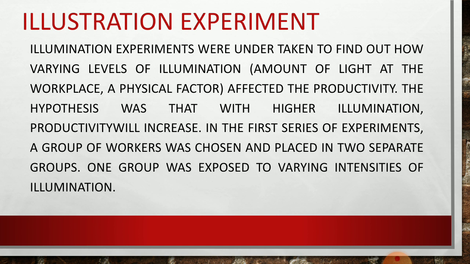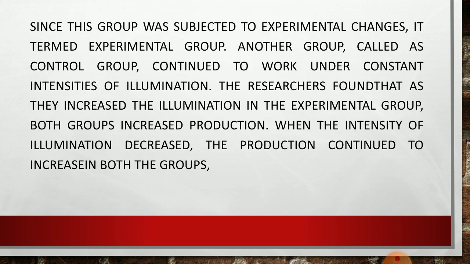In the first series of experiments, a group of workers was chosen and placed in two separate groups. One group was exposed to varying intensity of illumination, whereas the other group was not subjected to any experimental changes. The first was termed the experimental group. The other group is called the control group, which continued to work under the constant intensity of illumination. They were given a limited amount of light and not an excess amount.